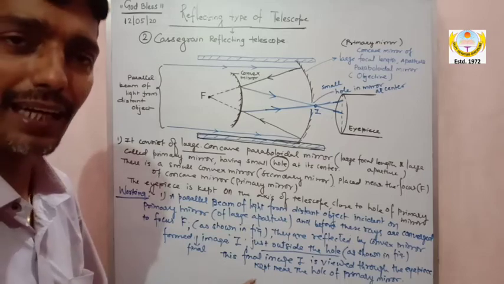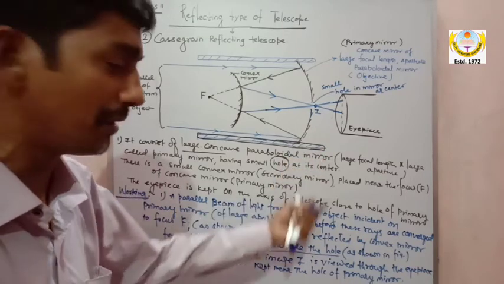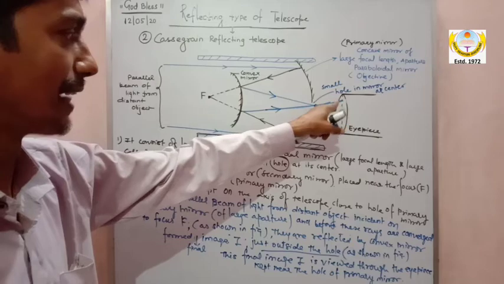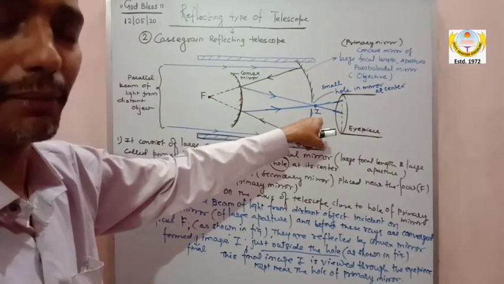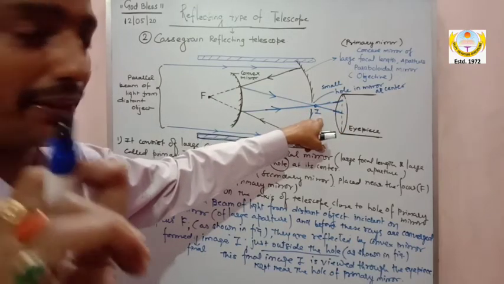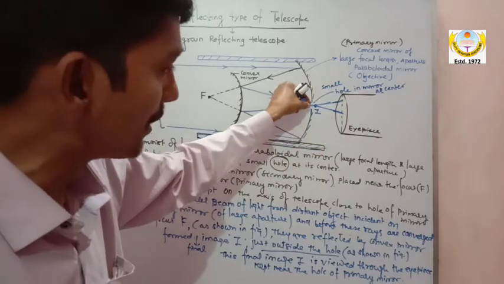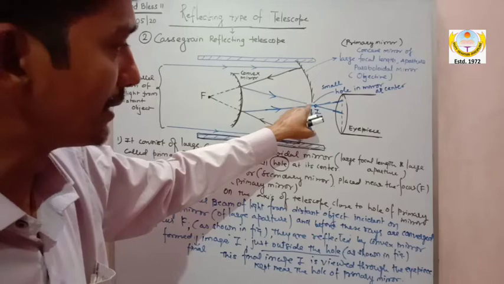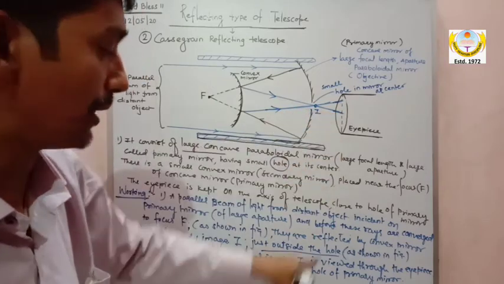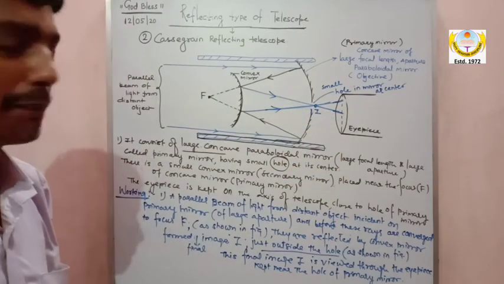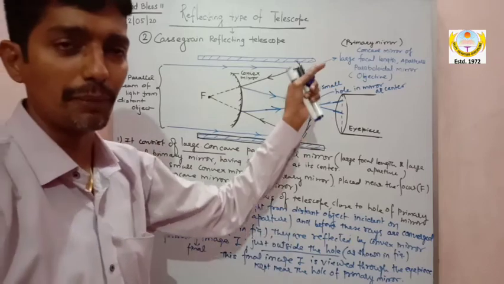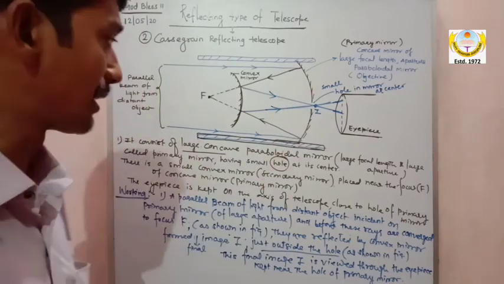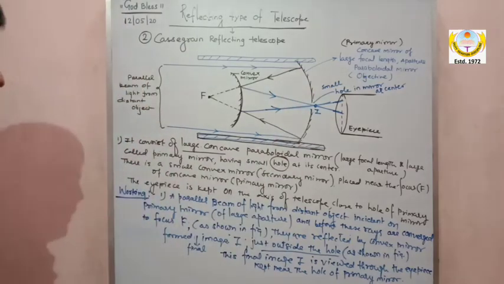This final image I, my dear, is viewed through an eyepiece. There is an eyepiece which will view this final image, and whenever you draw this diagram, take care, this eye should be a little just outside the hole. You should draw it there, not over here. It is just outside the hole, viewed through the eyepiece, my dear, and this eyepiece is kept near the hole of the primary mirror. Now let us discuss the nature of the image here.